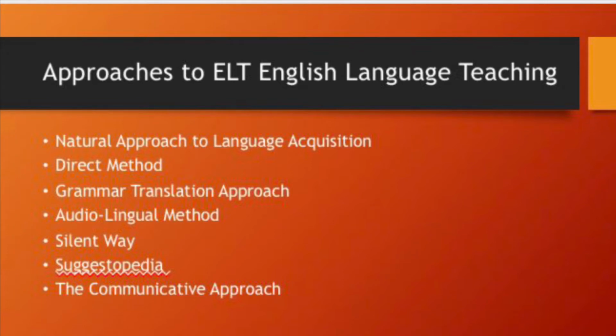These are the natural approach to language acquisition, direct method, grammar translation approach, audiolingual method, the silent way, Suggestopedia, and the communicative approach to teaching of English language. So now we come to the approach which we are going to discuss in detail here. That was the main objective today. It is the communicative approach to teaching of English language, also known as CLT.